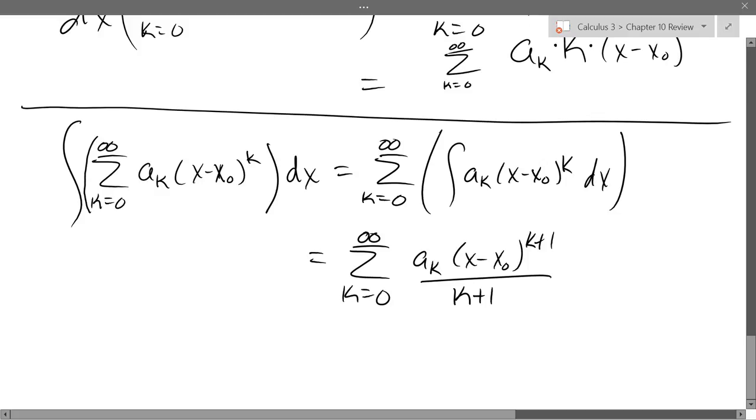Would you put a plus C in this guy? That's a good question. Normally you would, but I'm not going to do it here. I don't have a good reason off the top of my head. Yeah, you normally have a plus C in there.